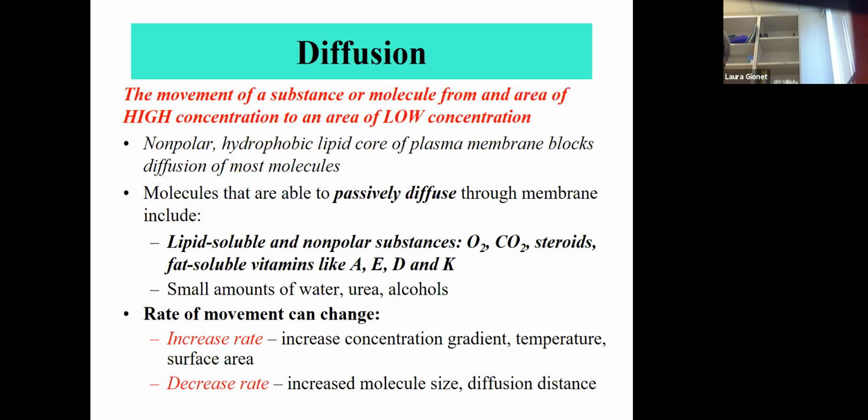Well, first of all, if we decrease the concentration gradient, if we decrease the temperature, if we decrease the surface area, clearly, but we also decrease the rate as the molecular size increases. If the diffusional distance increases, if the thickness of the membrane, or the thickness of a region, becomes much thicker or wider, it's harder for the molecules to diffuse through them. And larger molecules are generally harder to move anyway.